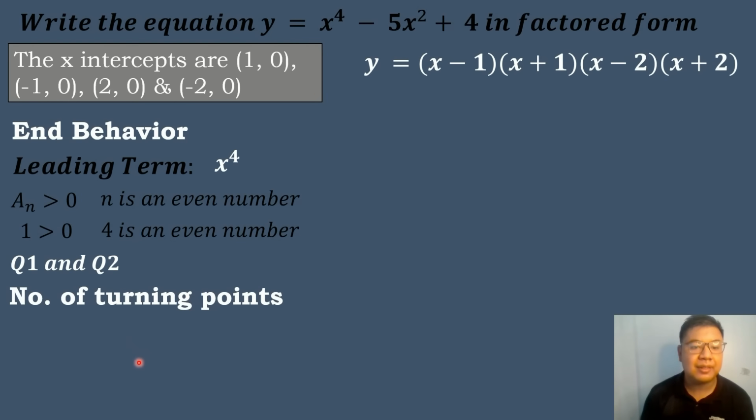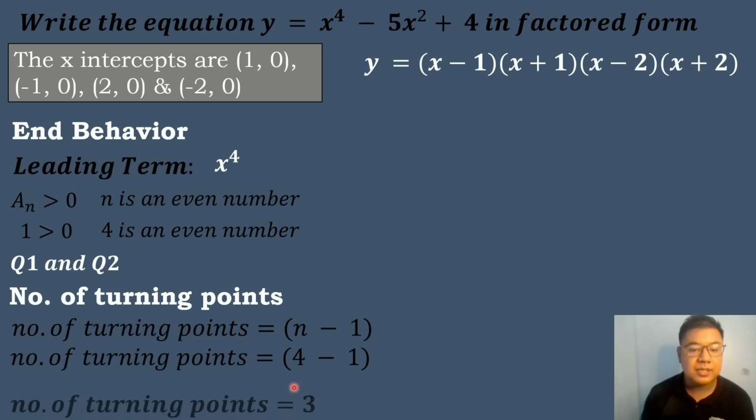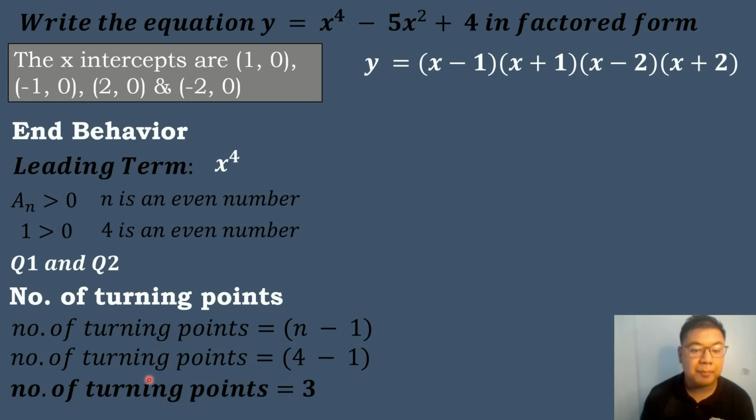And then after that, we will get the number of turning points. To get the number of turning points, we will just get the highest exponent, which is equal to 4. Then we will subtract 1 from it. So 4 minus 1 is equal to 3. So the number of turning points is equal to 3.